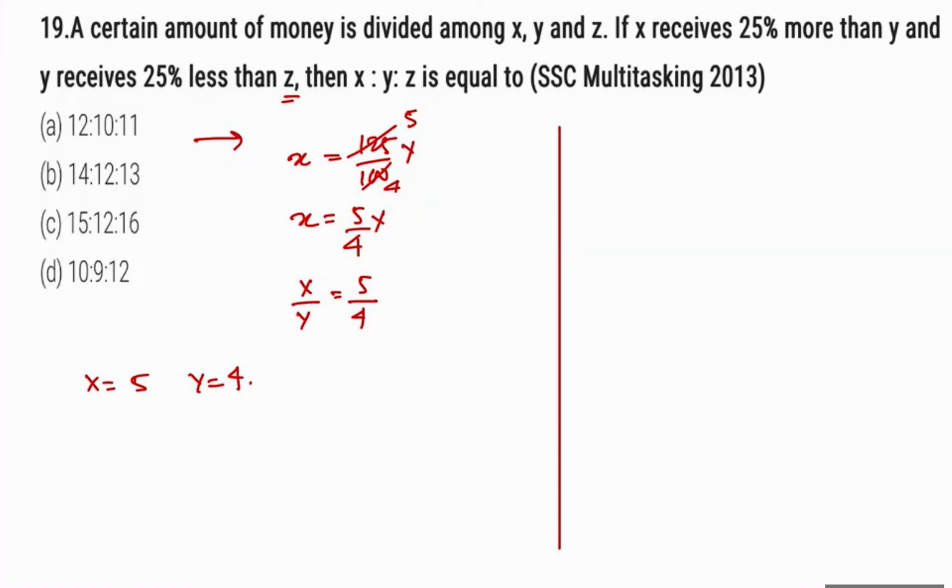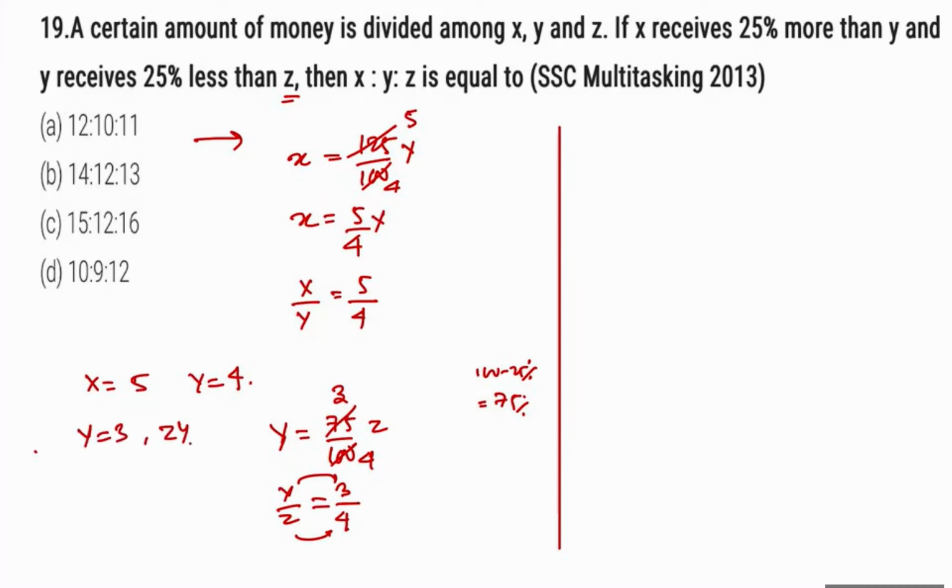Y receives 25% less than Z. 25% less means 100 minus 25, that is 75%. So Y receives 75% of Z. 75% is 3 times 25 and 4 times 25, so Y by Z is 3 by 4. Y is 3, Z is 4.